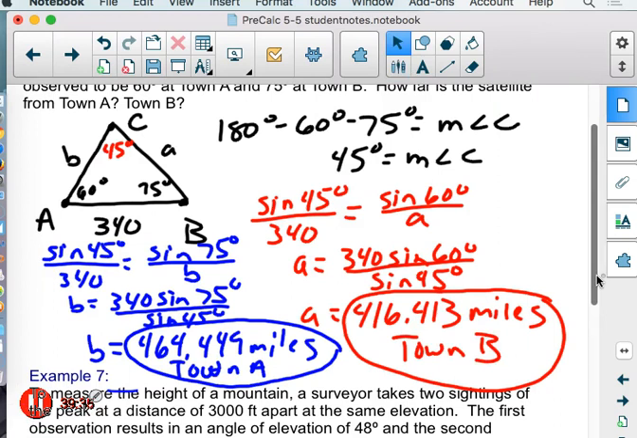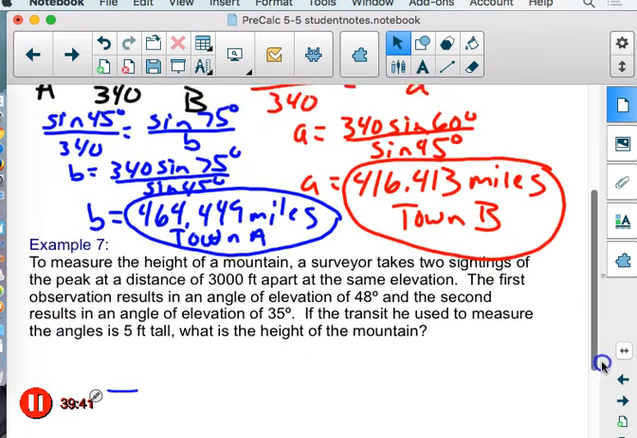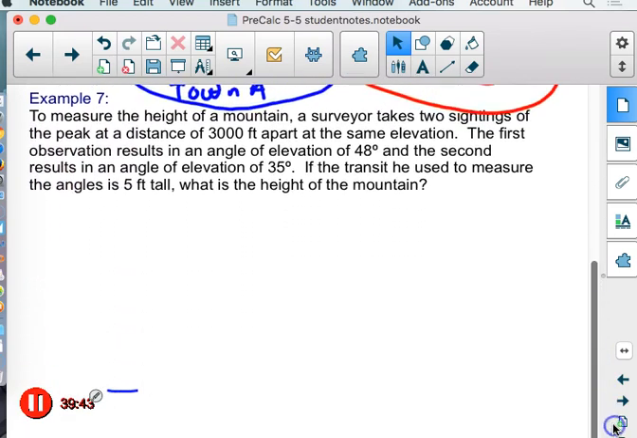So, again, if you've got the picture, then you're good. The picture is the big deal, and the picture is really a big deal on example 7. We've got a lot going on. To measure the height of a mountain, okay?